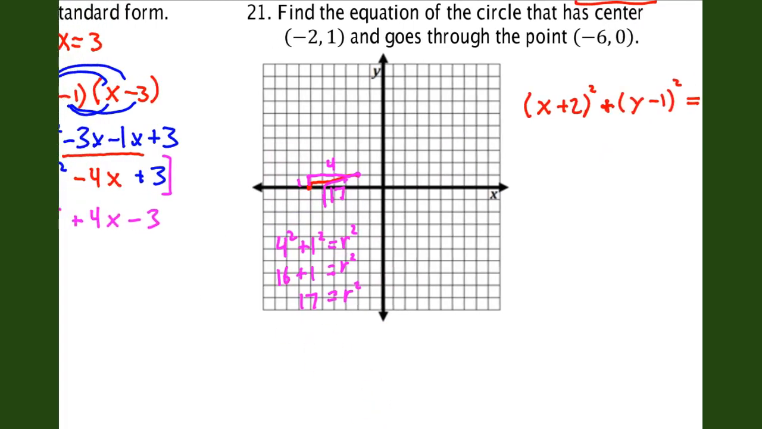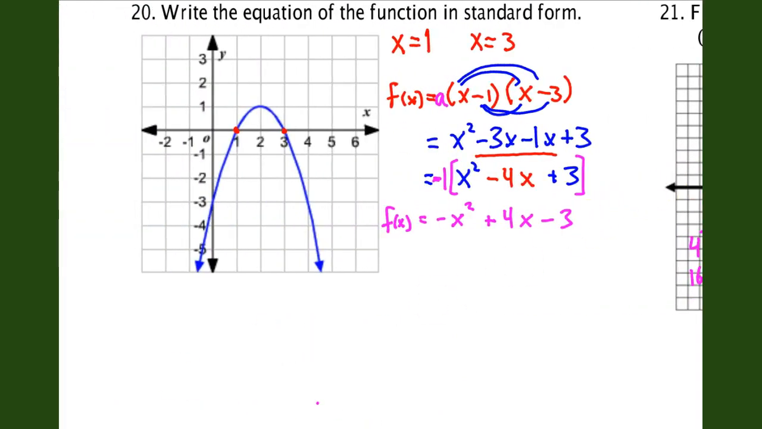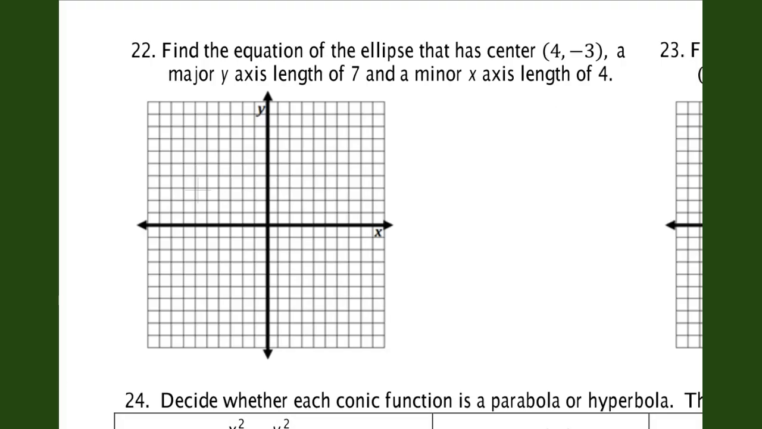All right, good. Let's go ahead and go to 22, do some more conics. Okay, so let's find the equation of an ellipse that has a center of 4, -3, right down here, has a y major axis length of 7, so we're going to go up 7 and down 7. So down 7 will bring us to -10, up 7 will bring us up to 4.